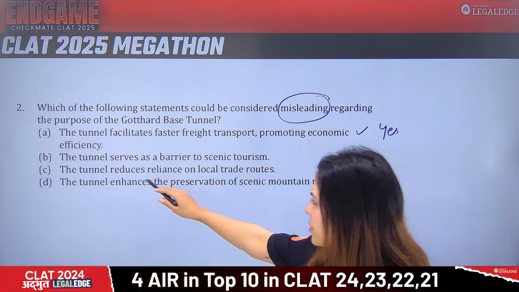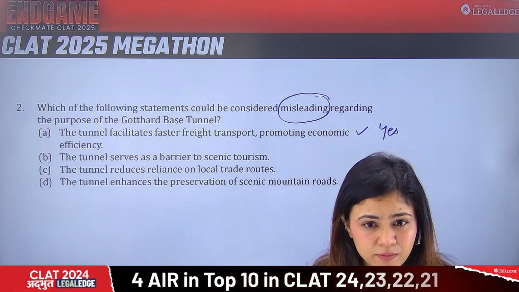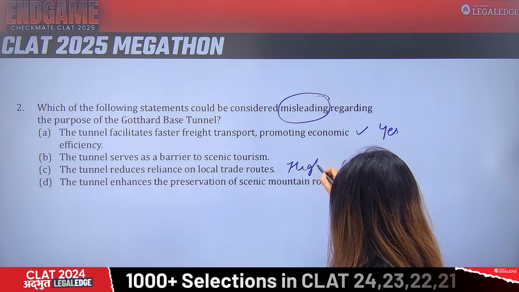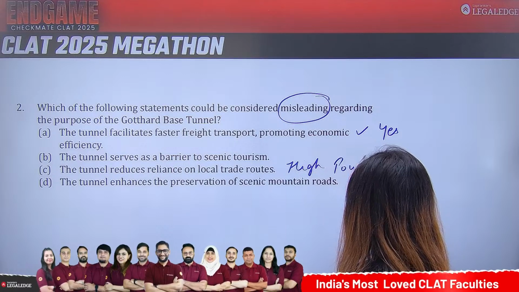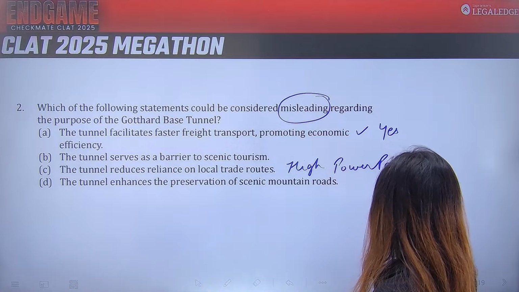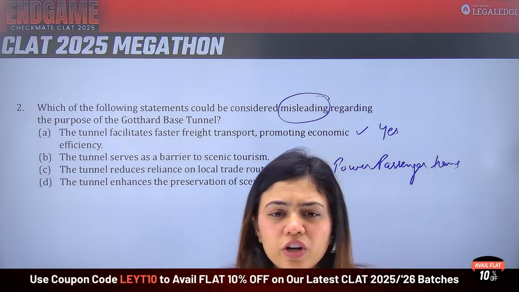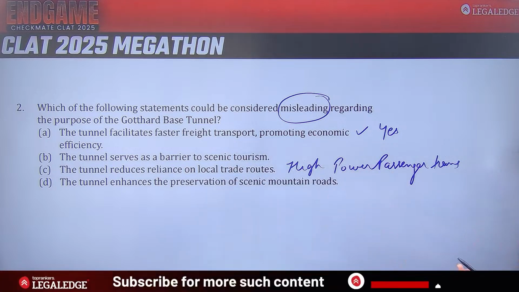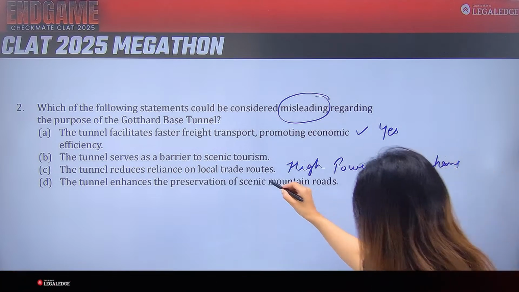Also, let's see option C. The tunnel reduces reliance on local trade routes. Yes, because they have intentionally introduced high power passenger trains as well. So this is true, because we are not going to rely on our local, I would say, routes, local trade routes, because now we are going to take help of the trains. Okay, so this is also true.